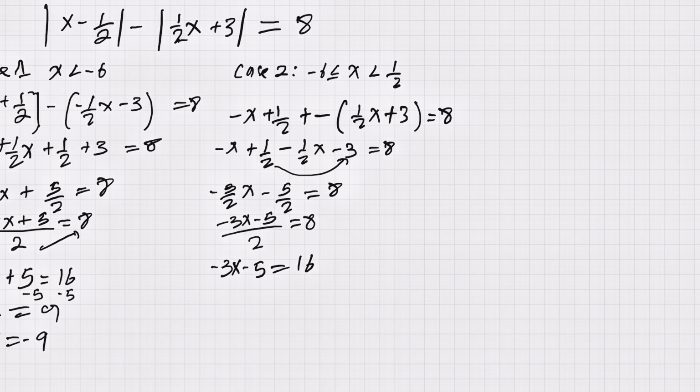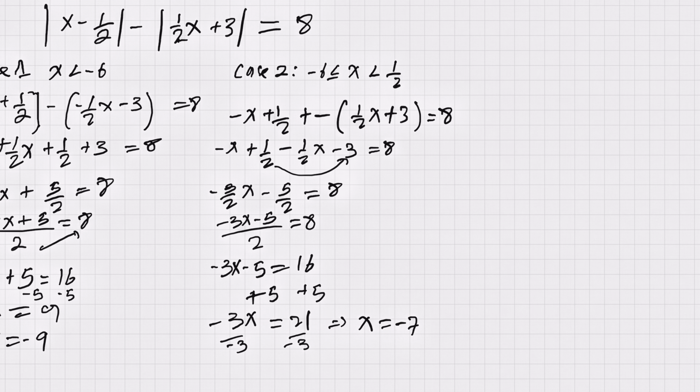So we add 5 to both sides of the equation, and we have negative 3x is equal to 21. And we also have a negative 3, which means that x here will be equal to negative 7.